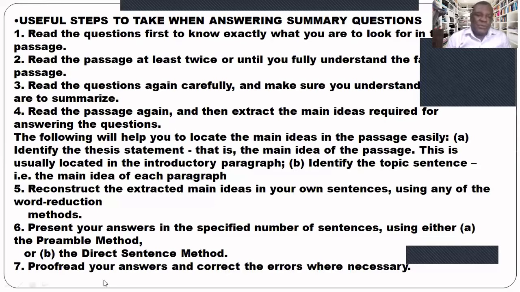Now, once you have been able to reconstruct the main ideas in your own sentences, the next thing is to present your answers in the specified number of sentences using either a preamble method or the direct sentence method. I will show you the difference between these two methods. And finally, you proofread your answers and correct the errors where necessary.